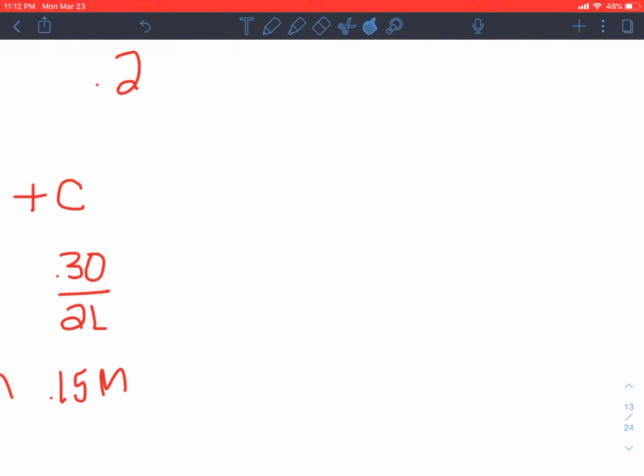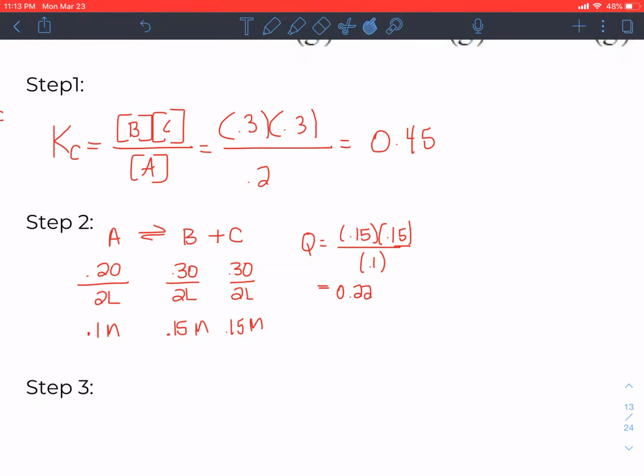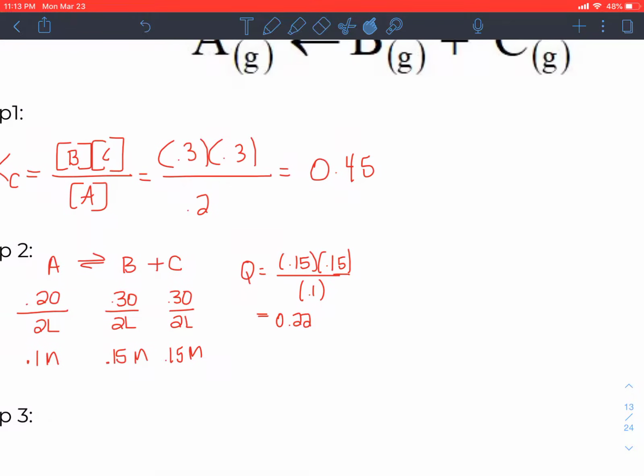So I'm going to do that over here. Remember, our reaction quotient looks just like Kc. So I'm going to take my B and C, which are both 0.15, divided by 0.1. You get a Q value of 0.22. And now we compare Q to Kc. Remember, Q always wants to be on the left-hand side, Kc is going to be on the right. Q is 0.22, Kc is 0.45. Therefore, Q is smaller than Kc. We do this because we need to see which direction equilibrium is going to shift in order to compensate for the stress. Based on this, our Q is lower than Kc, so the reaction is going to shift forward.